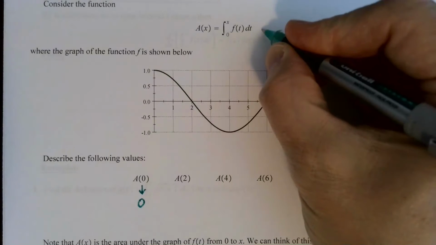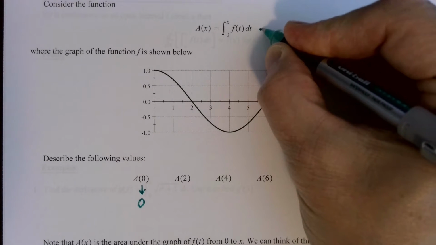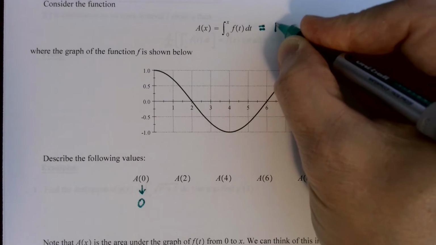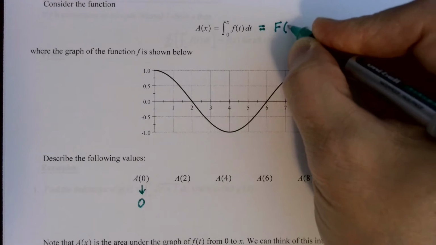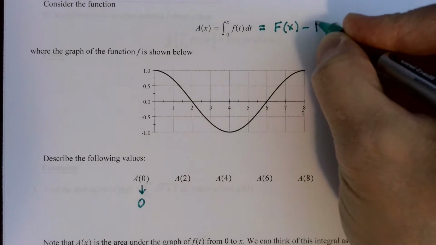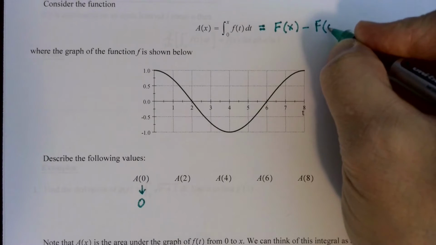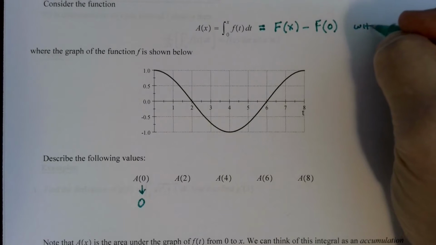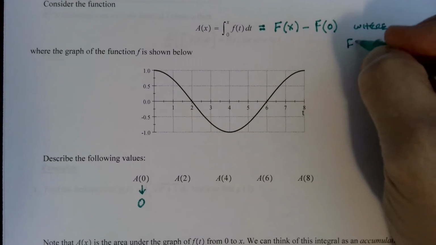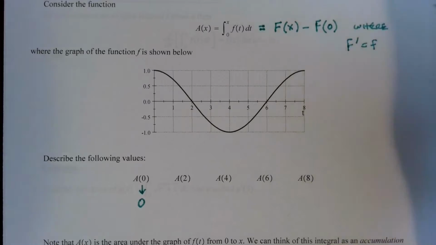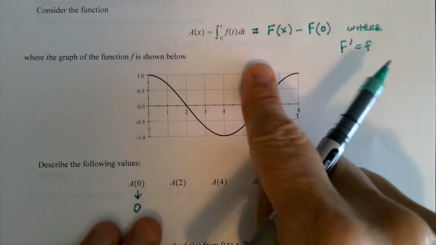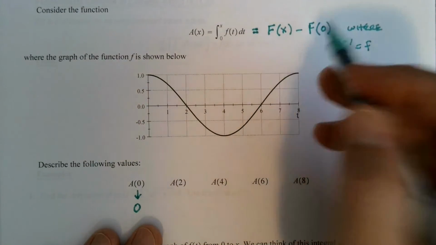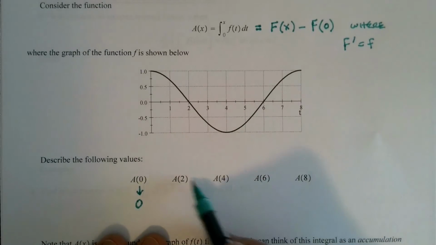We can think about this again in terms of the fundamental theorem of calculus part 1, that this would be equal to the antiderivative, let's say the antiderivative of little f is big F, evaluated at the upper limit, minus the evaluation of the antiderivative at the lower limit. And again, F prime would be equal to little f. That's the fundamental theorem of calculus part 1. So you can see, if x is equal to 0, I'd have F of 0 minus F of 0, which is just 0. Does that make sense?